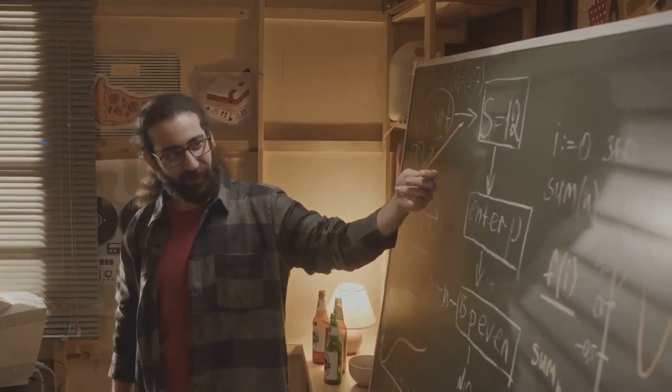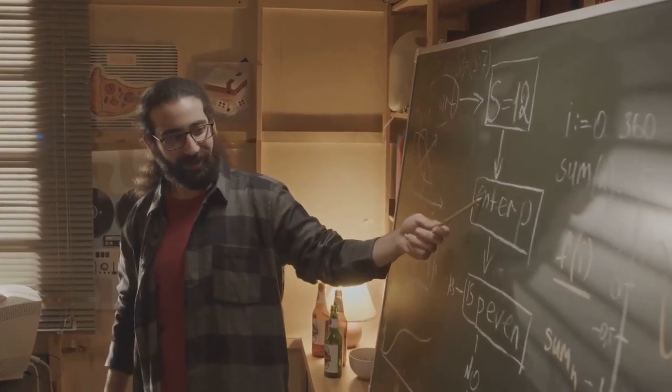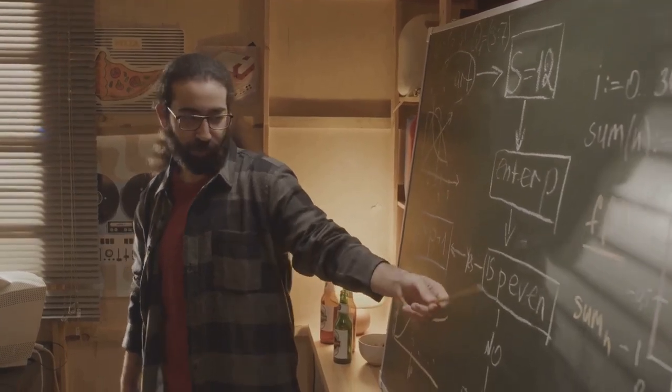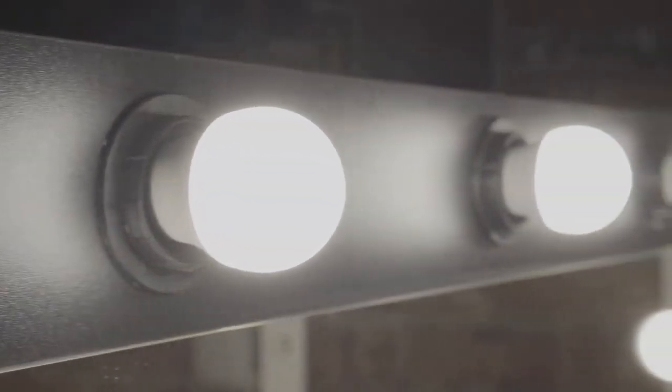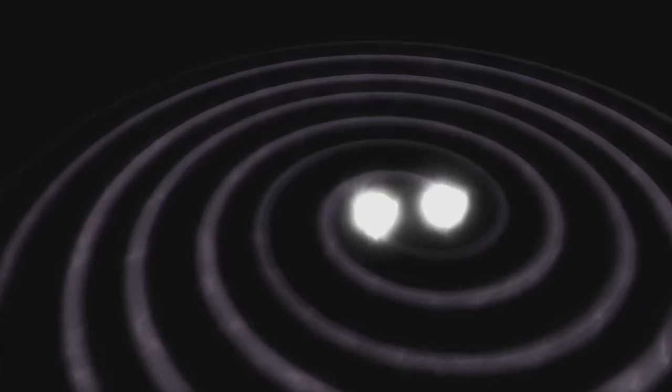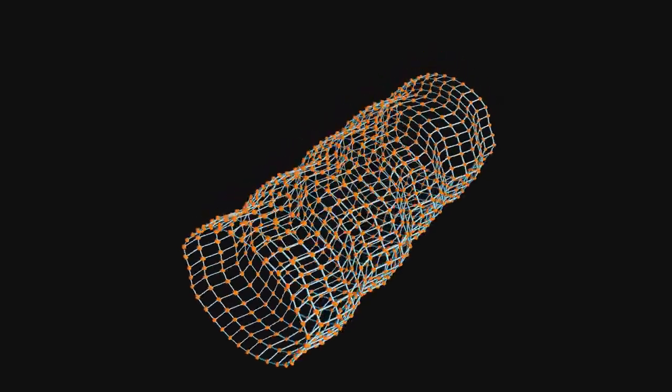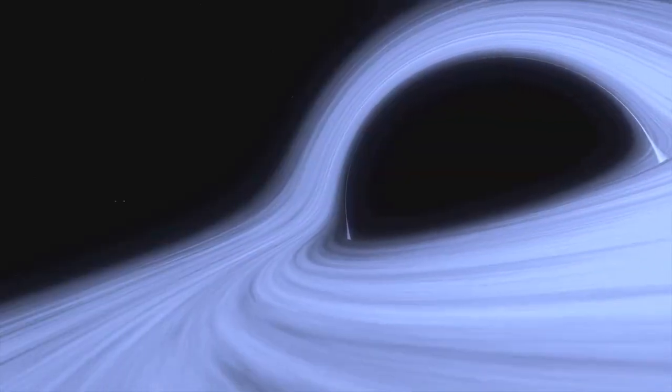The basic principle behind LIGO is surprisingly simple, even if its execution is anything but. A single laser beam is split into two, with each beam traveling down one of the detector's arms. At the end of each arm, a mirror reflects the beam back to its starting point. If a gravitational wave passes through the detector, it will ever so slightly stretch and squeeze spacetime, causing a minuscule change in the length of the arms.